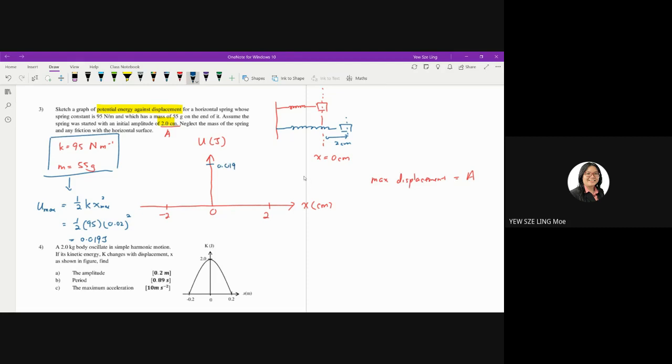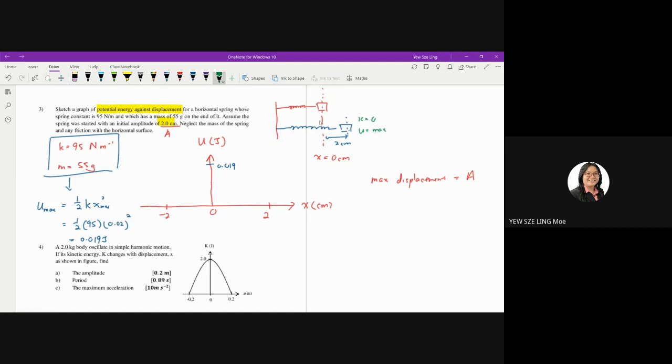0.019. Now we have to think, what is the shape of the graph? We don't have any other information. What we do have is just half k x squared, so you need to think of it from common sense. Now you pull the object to its maximum displacement. What happens when it is at this maximum displacement? Well, we know at maximum displacement, K is equal to 0, so energy U is equal to the maximum value.